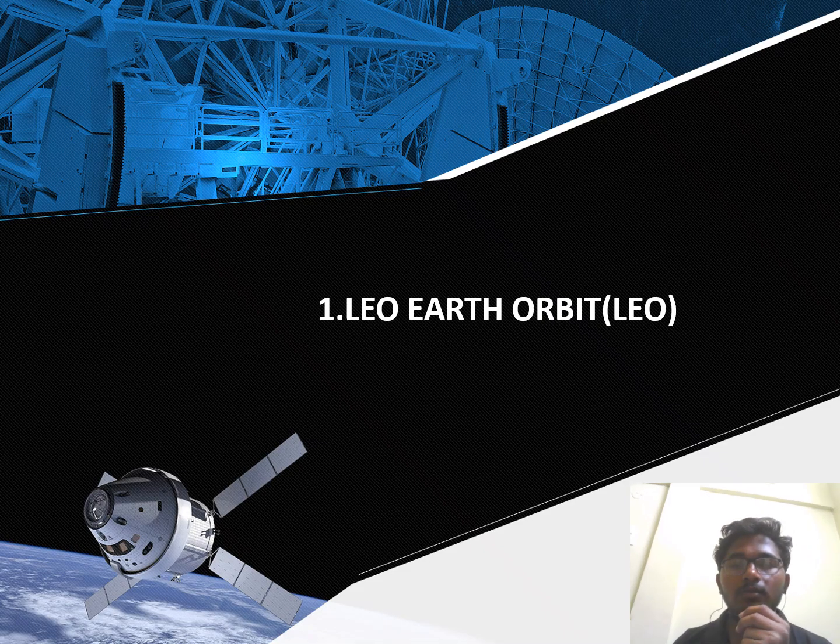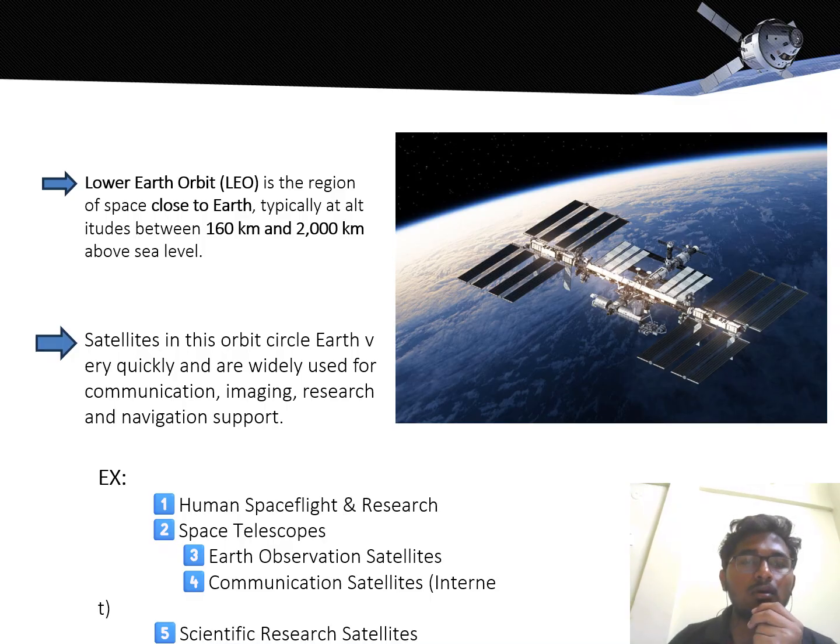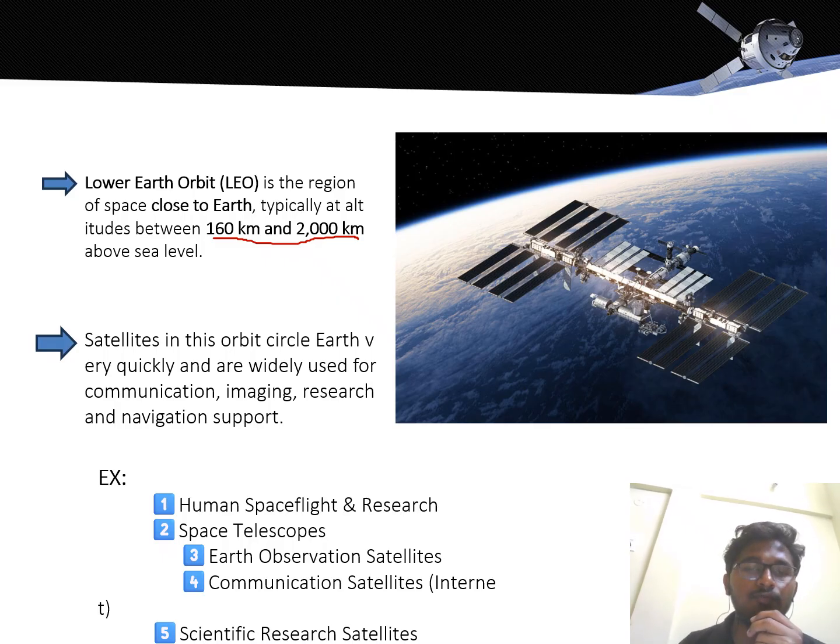Now we go through the first one, LEO, low Earth orbit. Low Earth orbit is the region of space close to the Earth, typically at altitude between 160 kilometers to 2000 kilometers above sea level. The satellites in this orbit circle Earth very quickly and are widely used for communication, imaging, research, and navigation support.